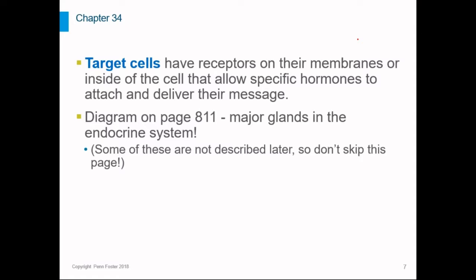Target cells are cells that have receptors on their membranes or inside of the cell that allow specific hormones to attach and deliver their message. And be sure that you check out the diagram on page 811 that identifies the functions of major glands in the endocrine system. Some of these are not described later on in the chapter, so don't skip that page. Make sure you read about all of them.